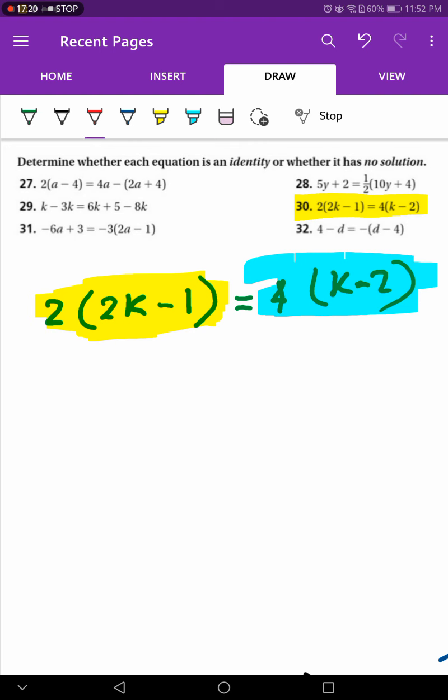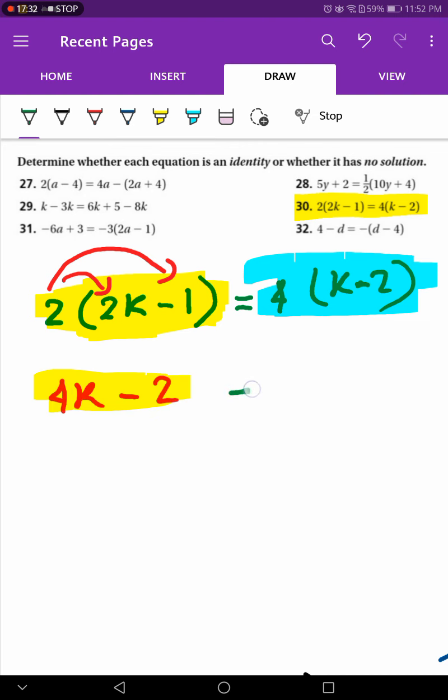Start, break the parentheses in the left side. It is 4k negative 2, this is the left side. What about the right side? Again, 4 multiplied by k equal 4k, and 4 multiplied by negative 2 equal negative 8. So this is the left and this is the right.